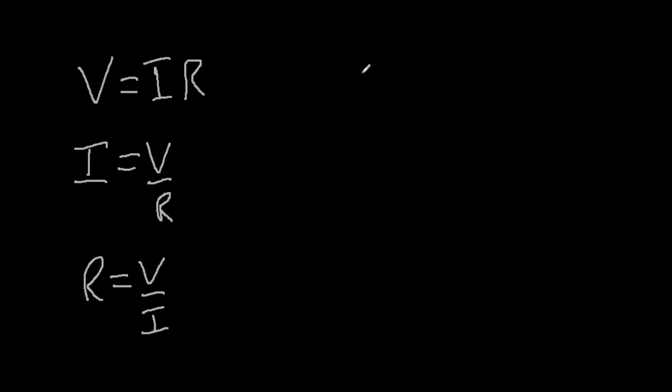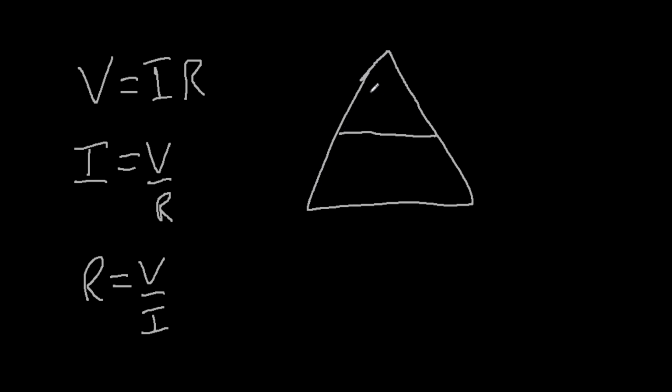An easy way to remember this formula is the Ohm's law triangle. V, I, and R, and V at the top is important. So let's say you want the voltage. Put your thumb over the top, and what's left is I times R. And let's say you want the current. Put your thumb over it, and what's left is V over R. Easy.